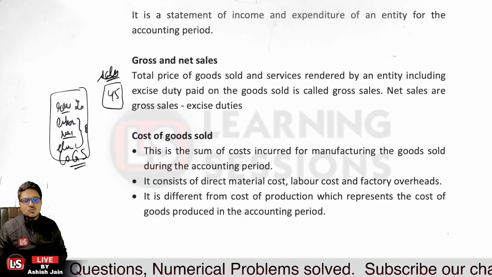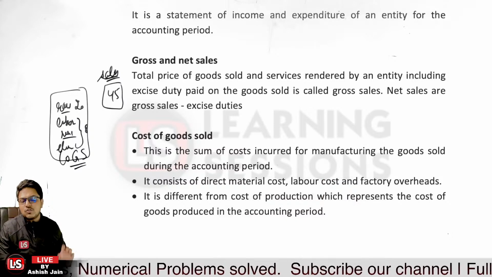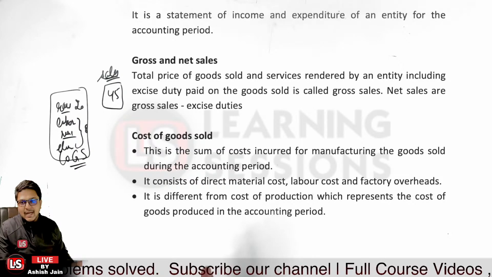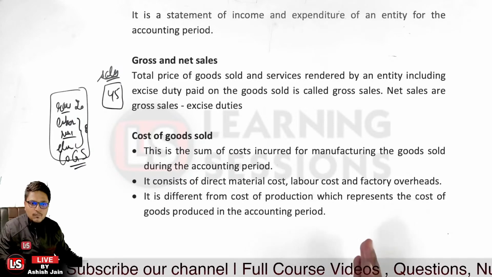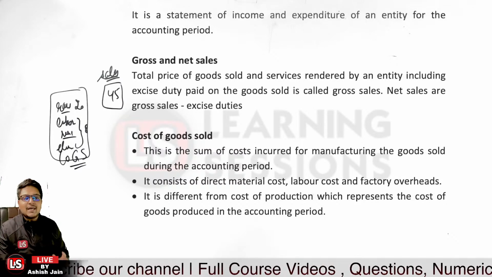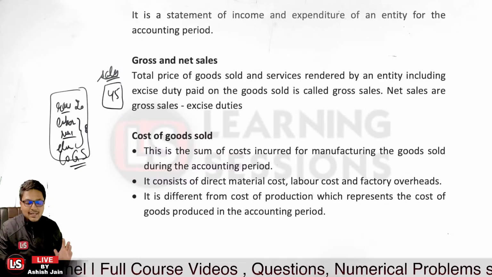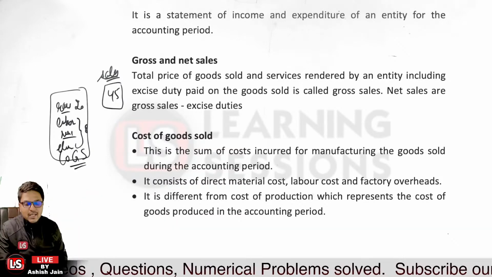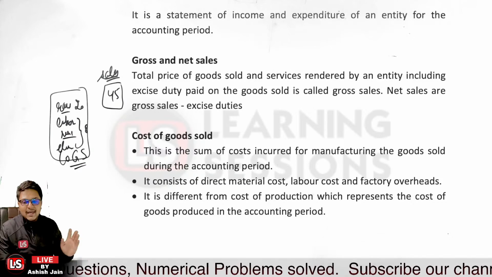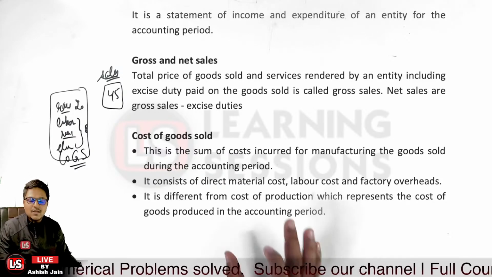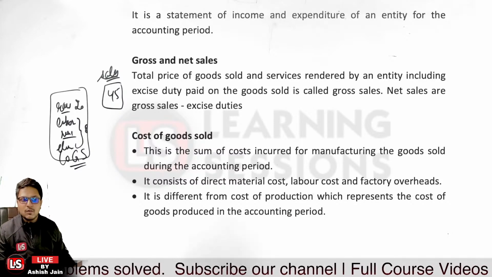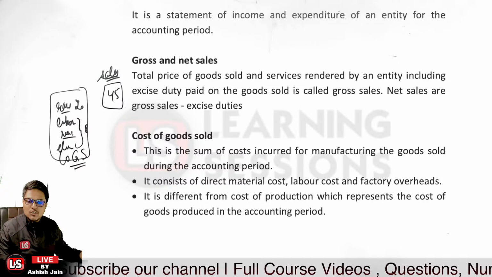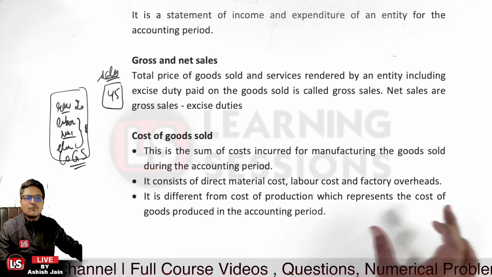Okay. So cost of goods sold is a sum of the cost incurred for manufacturing the goods. Whatever goods were sold during the accounting period, and the cost associated with those goods, that is the cost of goods sold. It consists only of the direct material cost, labor cost, and factory overheads. We have only covered the cost of the product itself. We have not covered any marketing expenses, labeling expenses, or anything else. What do you mean by factory overheads? Whatever rent was paid, whatever wages were paid, whatever electricity cost was paid, that is related to the factory overheads.